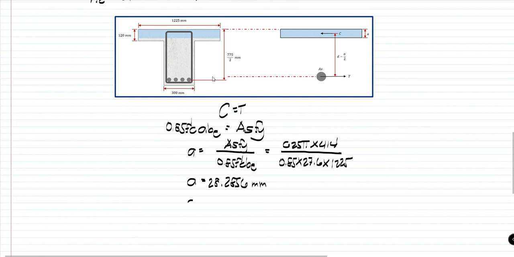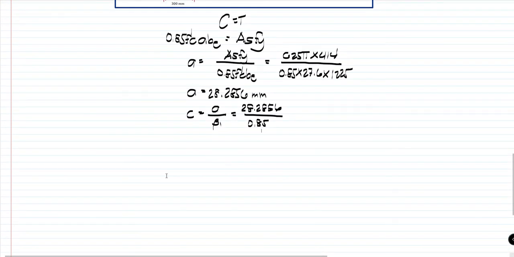And our C will just be equivalent to A over our beta 1, which is, ang A natin is 28.2856 divided by the beta 1. So ang F'C natin is 27.6, which is lesser than 28. So that is 0.85 yung beta 1 natin. From this calculation, we can get a value of C which is equal to 33.2772. So this will be in mm. So hindi pa natin sure kung ito talaga yung depth of compression block natin and yung C.